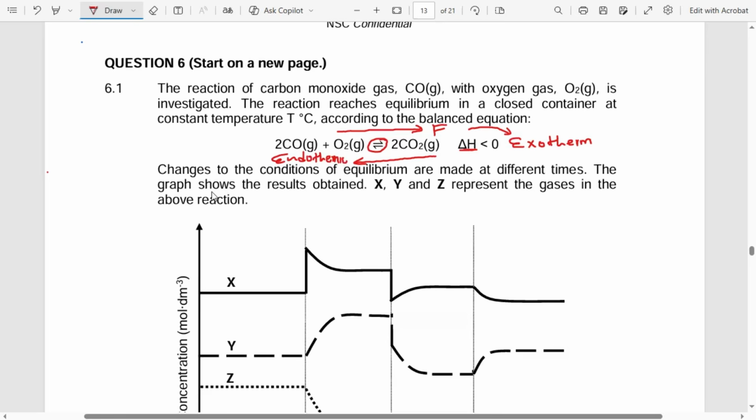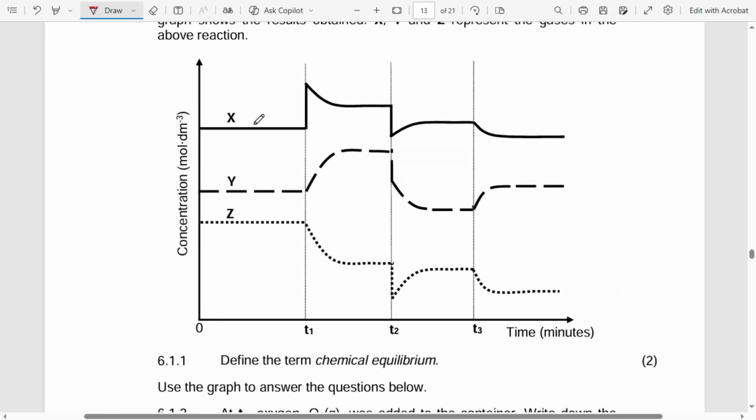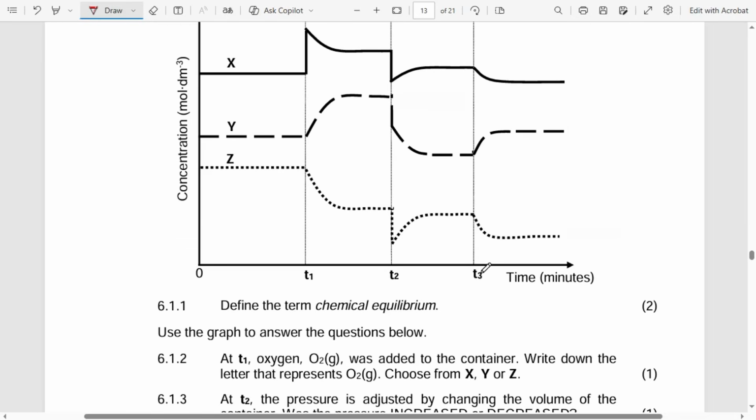So let's continue. Changes to the conditions of equilibrium are made at different times. The graph shows the results obtained. X, Y, and Z represent the gases in the above reaction. Guys, don't be afraid when you see this type of graph. I'll definitely move with you step by step. Let's start with the first question, where they want you to define chemical equilibrium.